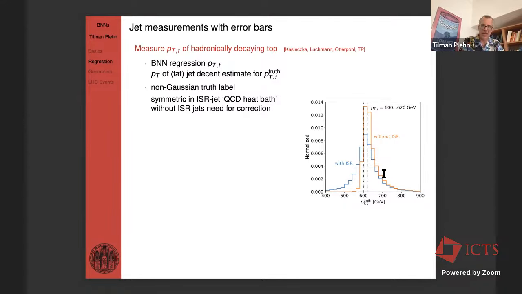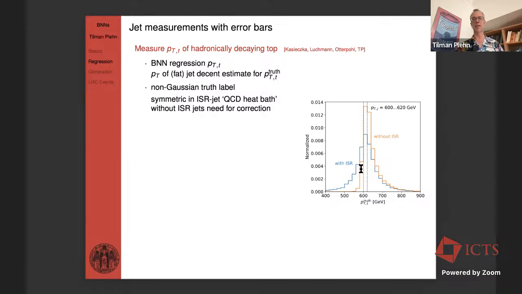And the simplest example is exactly what I just showed you. It's measuring the transverse momentum of a top that decays hadronically from a top jet. All right. So here you see, on the right-hand side, with and without initial state radiation, that for a top jet pT of anything between 600 and 620 GeV, the underlying truth distribution for the top has a certain width. And you see this has a width of about 50 GeV, up and down, right? So it's not that narrow. And yes, that distribution depends on whether you include ISR or not. Why?